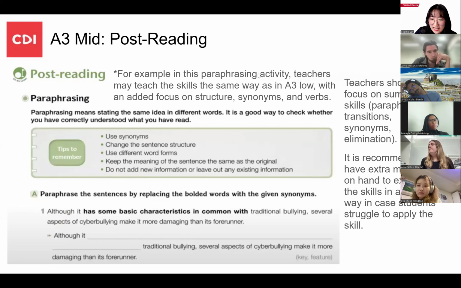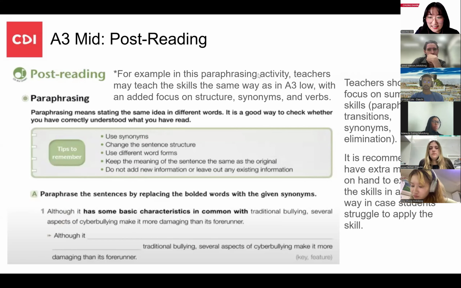So like I said, we can teach these skills in the same way as A3 low. So don't add information, don't omit information, and don't change any information. But since these are higher levels, you can also add some focus on structure, maybe synonyms and some verbs so that their paraphrasing skills can be a little more advanced.